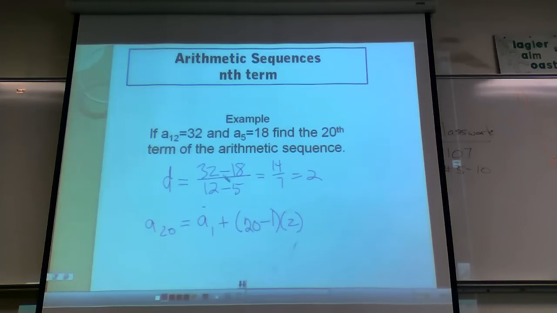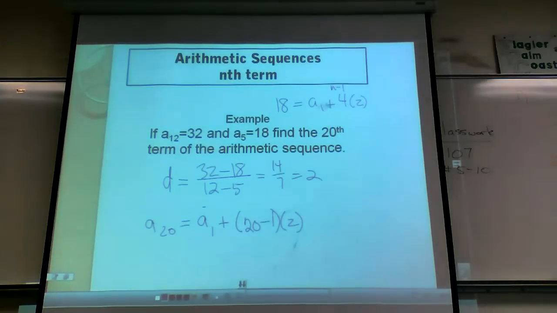It doesn't matter how you do it, but if you're doing the formula, or if this said write the nth term, you do have to figure that out first. How do you find that? I could use one of these, like I could do the fifth term is 18. The fifth term would be A1 plus 4 times 2, right? 4, that's the n minus 1. 2 is the common difference. So I know the first term plus 8 equals 18, so I know the first term is 10. Then I can go down here and plug in my 10. All right?